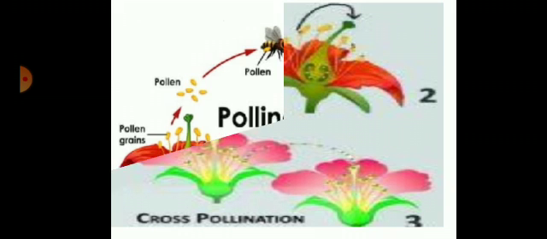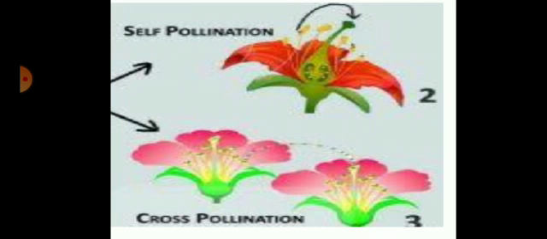The transfer of pollen grains from the anther of a flower to the stigma of the same flower is called self-pollination. The transfer of pollen grains of a flower to the stigma of another flower of a different plant of the same species is called cross-pollination.